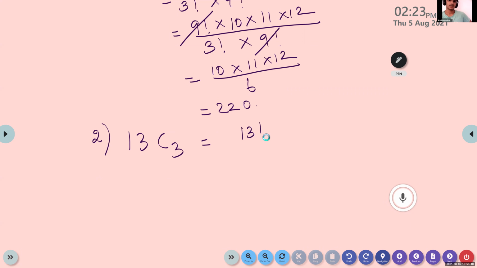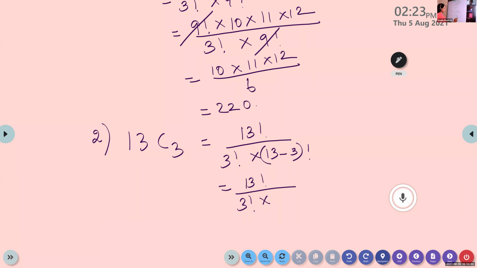13 factorial by 3 factorial into 13 minus 3 factorial. It's 13 minus 3 factorial. So we get 13 factorial by 3 factorial into 10 factorial, isn't it? So we can simplify this as 10 factorial into 11 into 12 into 13 by 10 factorial. So these two will get cancelled. So one more 3 factorial is there. So what is the final answer?